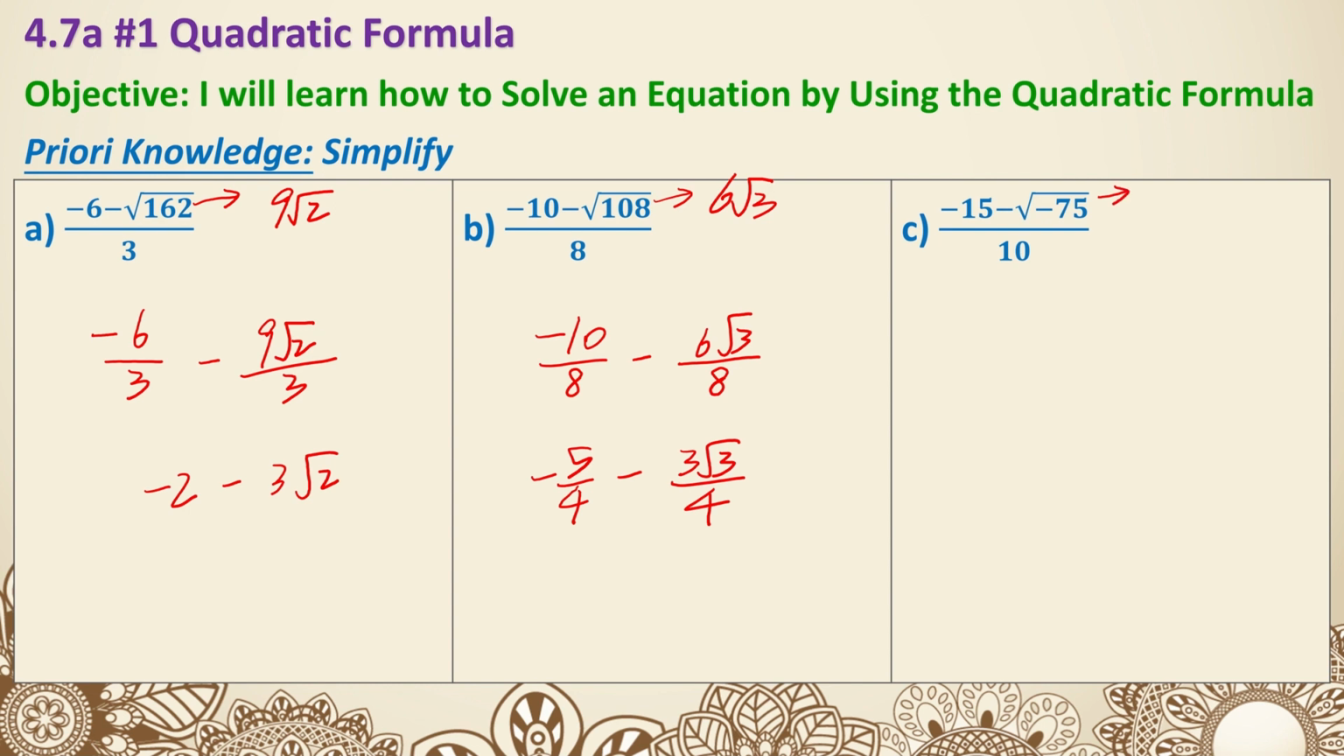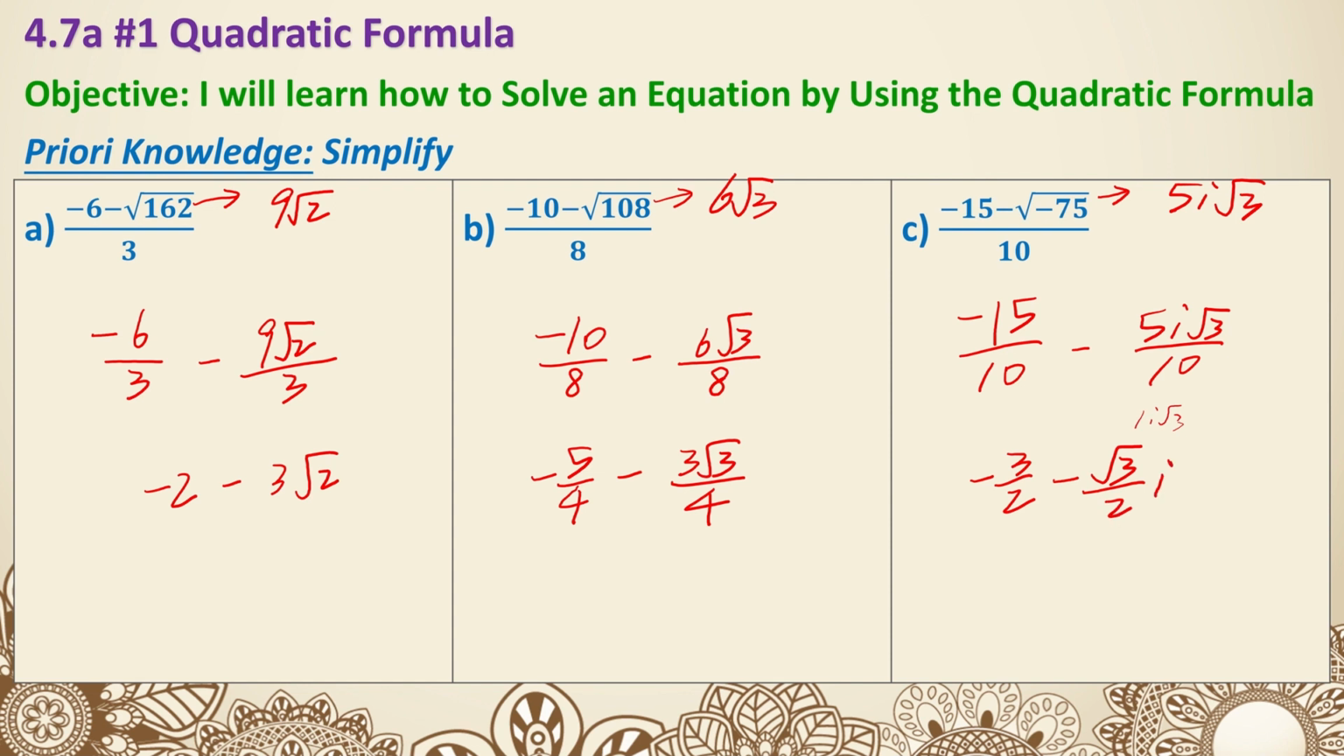Next, simplify that first. That is going to be 5i square root of 3. So it's -15 over 10 minus 5i square root of 3 over 10. -15 over 10 is -3/2. And then 5 over 10 is 1/2. So we have 1i square root of 3 on the top, which is just square root of 3 i. And we can typically keep the i on the end because that looks like the standard form for complex numbers.